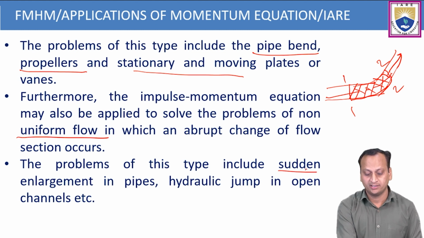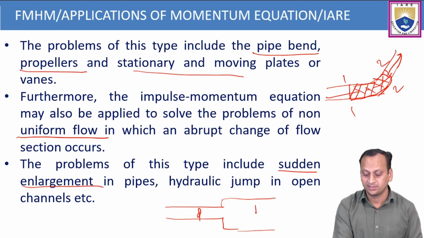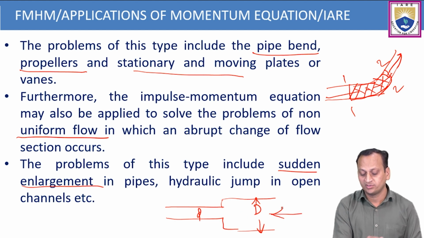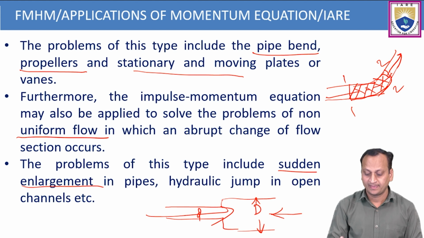The sudden enlargement is nothing but a flow passage. Initially, it may be with a small d, then immediately it is extended, or its area of cross section is increased to capital D. So if you allow the flow in the reverse direction, it becomes a sudden contraction, and if you allow the flow in this direction, this becomes a sudden enlargement of pipes. In such sections, we can find out the forces.